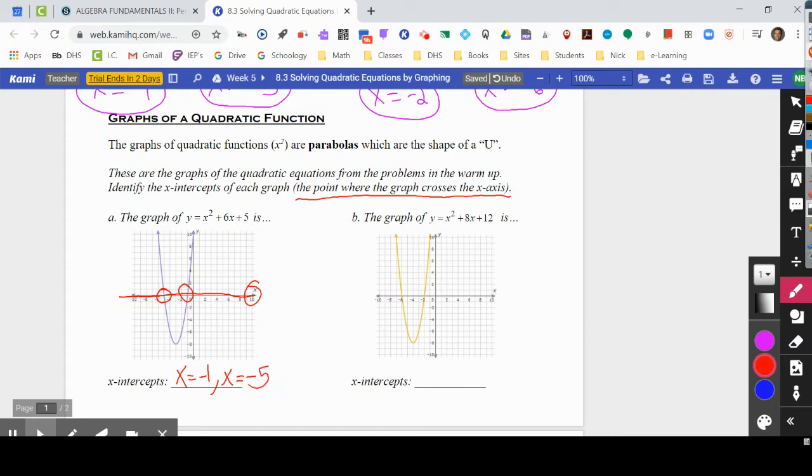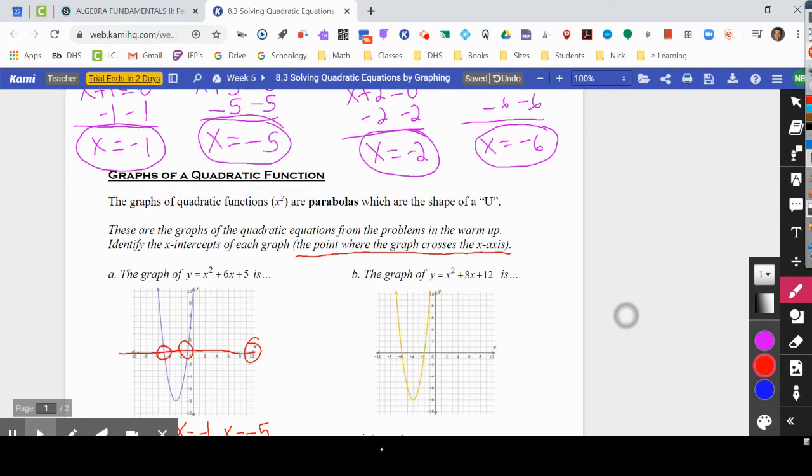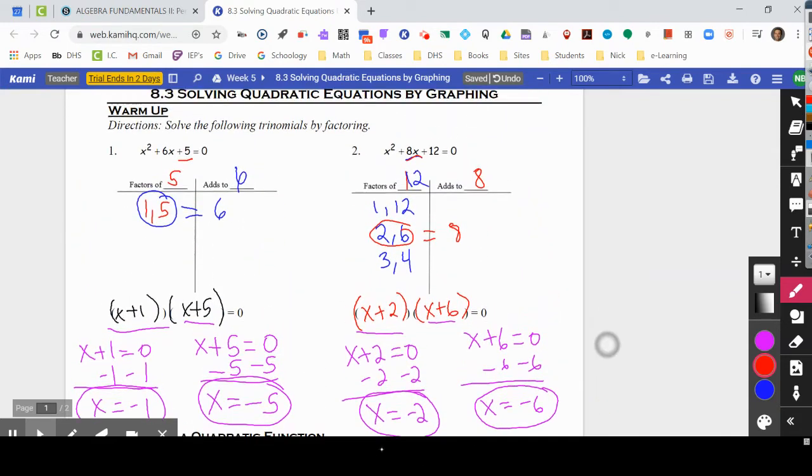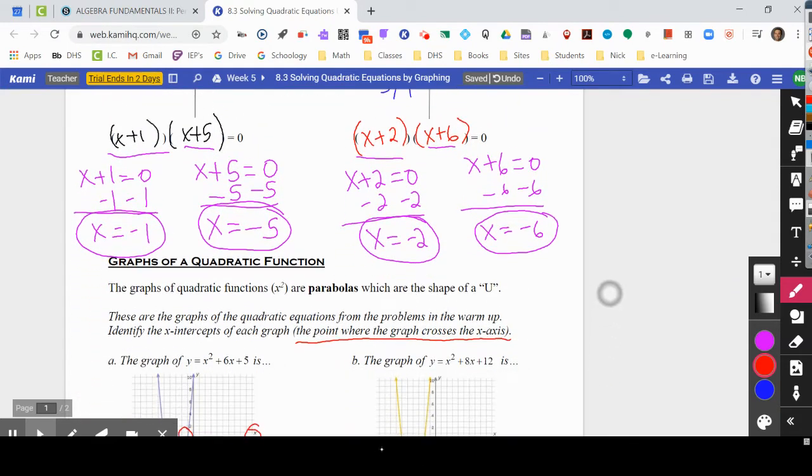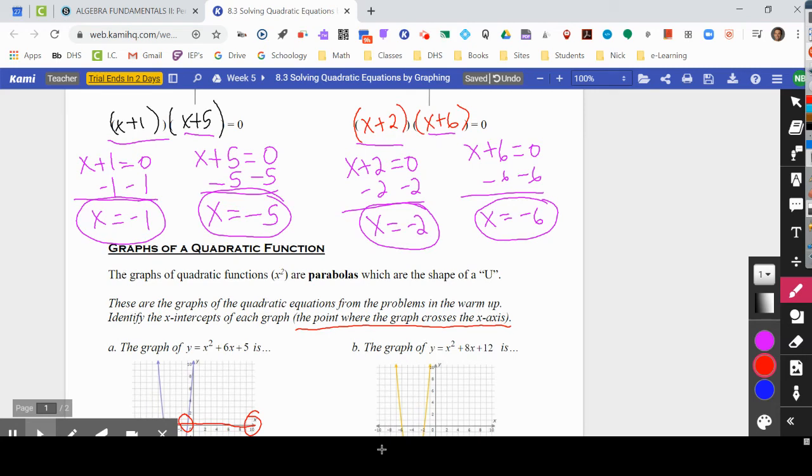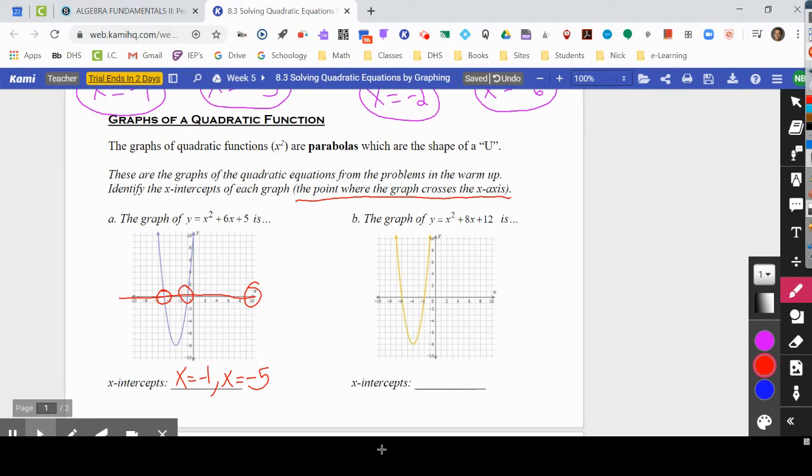Those two numbers sound familiar. Let's look up here. Oh my gosh, what we did for example 1: we got x is -1, and we got x is -5. Wow, those are my same exact answers, my same exact intercepts in the graph. Interesting.